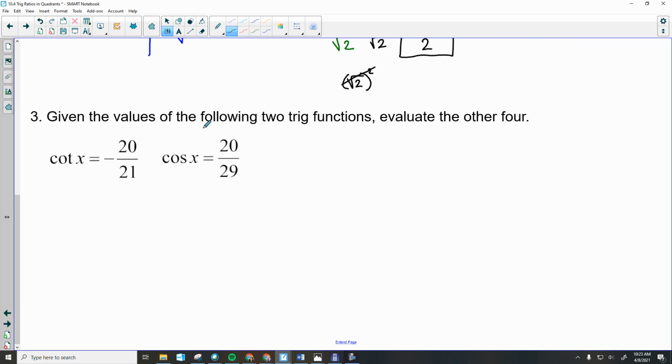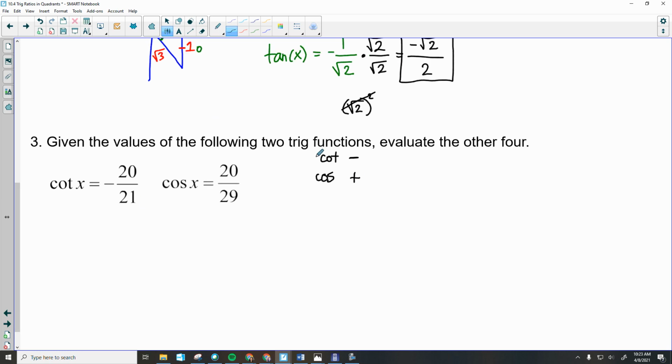Alrighty, so the very last thing we're going to do is look at these 2 trig functions. We're given the value of the following 2 trig functions. We need to find the other 4. So once again, we're not told the quadrant, so what we're going to have to do, given these pieces of information, is figure out first what quadrant we're dealing with. So here, cotangent is negative, and cosine is positive.